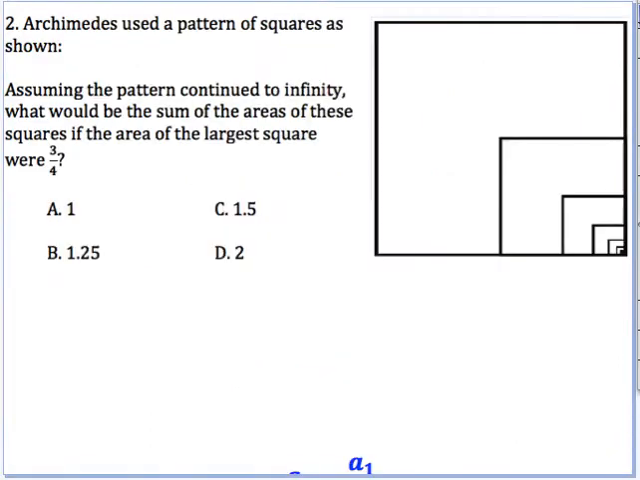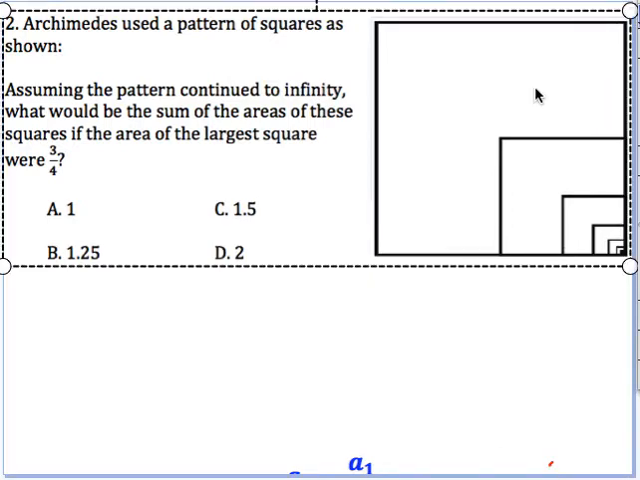All right, moving on. Archimedes used a pattern of squares as shown. Assuming the pattern continues to infinity, what would be the sum of the areas of these squares if the area of the largest square is 3/4? All right, so a couple things that you need to do is figure out what the common ratio is. And this one you need to figure out visually.